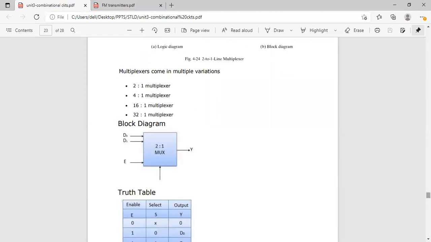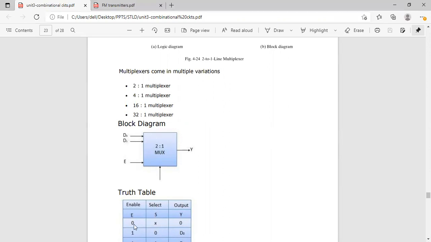We have different types of multiplexers. If you substitute M is equal to 2, you will get a 4 to 1 multiplexer, and if you substitute M is equal to 3, you will get an 8 to 1 multiplexer, and for M equal to 4, a 16 to 1 multiplexer. So like that. Okay, so this is the multiplexer with enable pin.